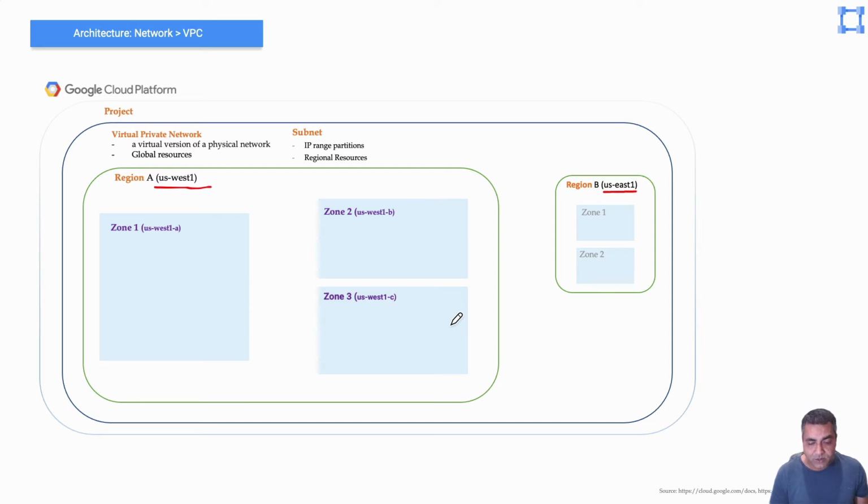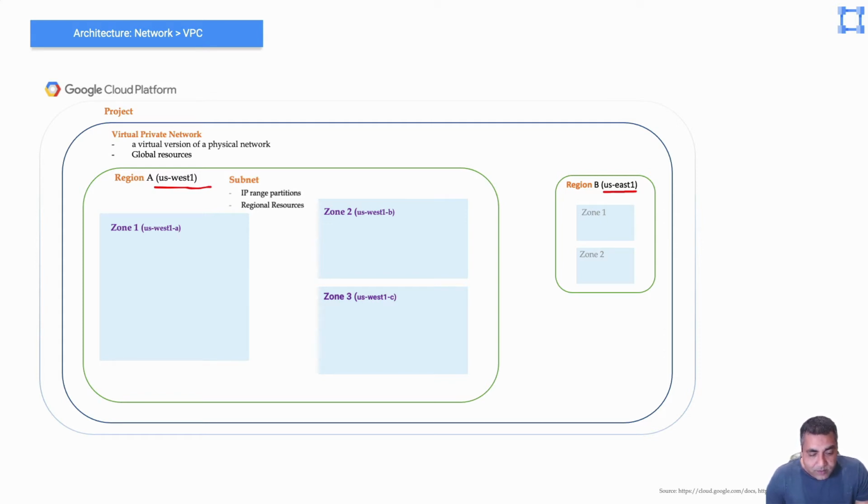VPC networks do not have any IP address ranges associated with them. IP ranges are defined only for the subnets. So it's very important to understand how all of these come together. A network must have at least one subnet before you can use it. And subnets are regional resources. So what that means is that a subnet sits within the region. Now, each subnet defines a range of IP addresses.